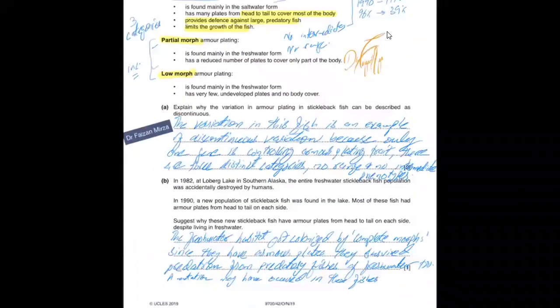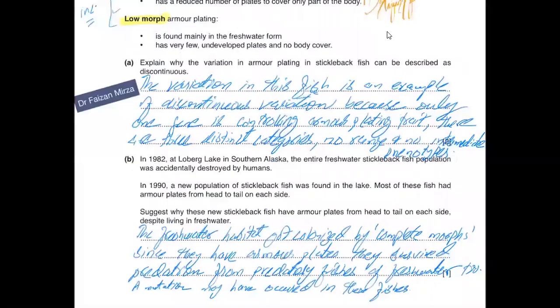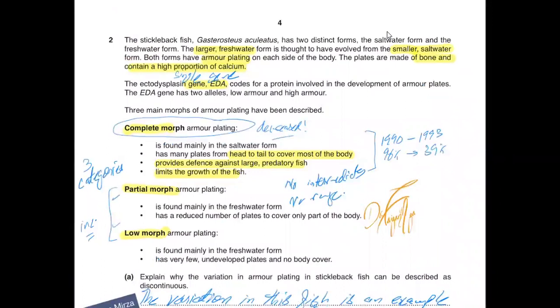So this question I've taken from October-November 2019, variant 42, and this question basically deals with a stickleback fish. They have just named this. They are saying it's having two distinct forms. Two distinct forms means that this question refers to polymorphism. Polymorphism is basically the occurrence of more than one phenotype of an organism in a particular environment.